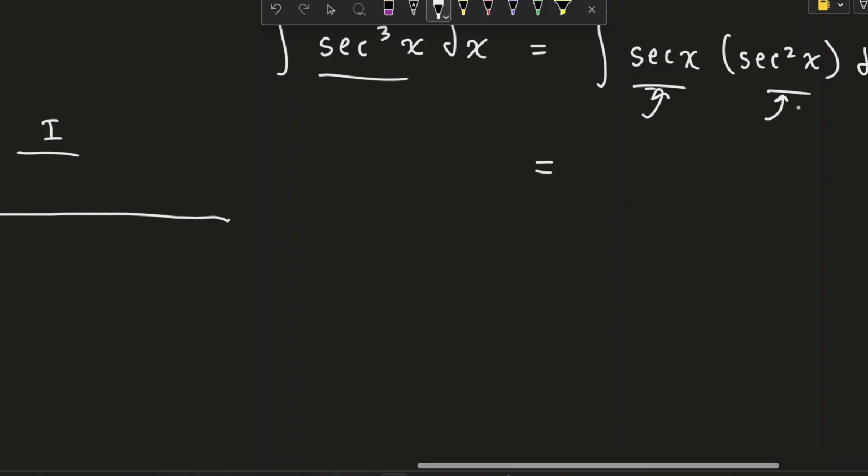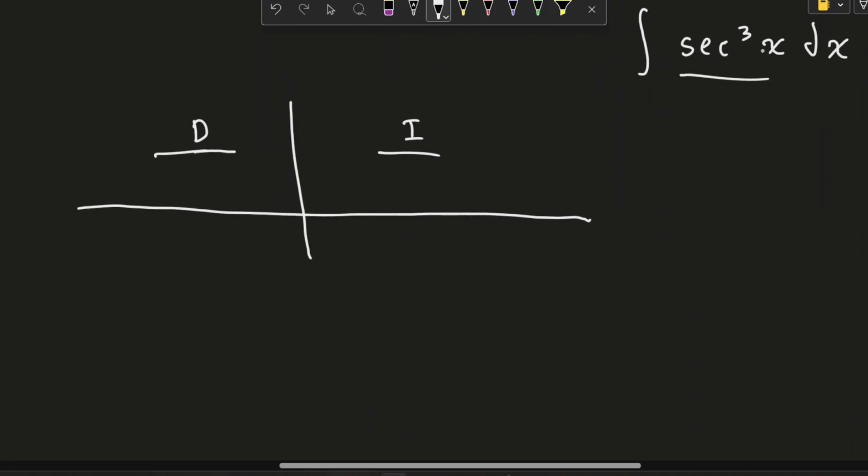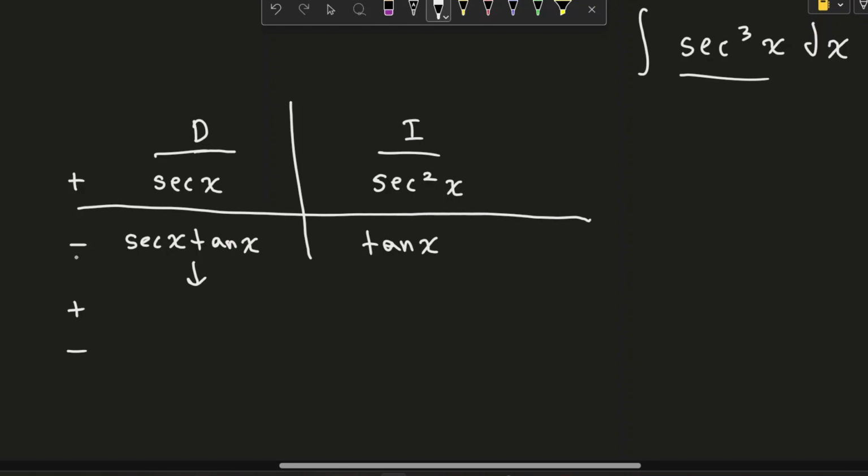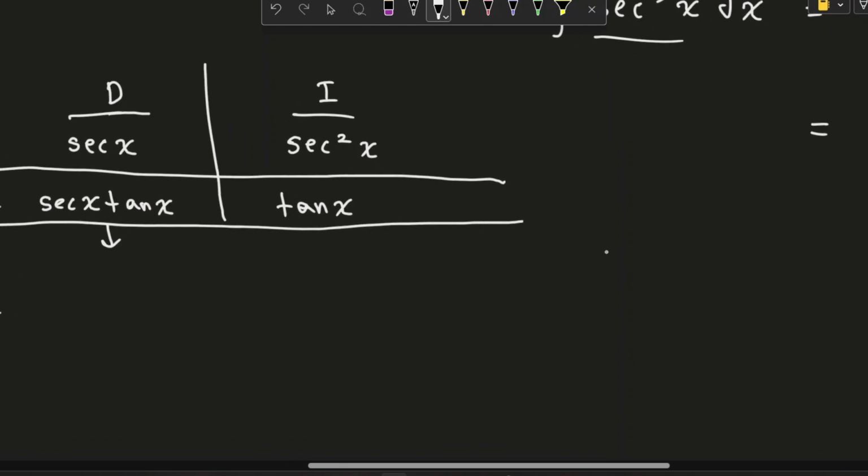But now integrating sec square x, is it possible to integrate? Yes. Is it easier to integrate this? Yes. So you will integrate the sec square x and differentiate the sec x function and add the plus and minuses as usual. So differentiating sec x will give us sec x and tan x, and integrating that will give us tan x. Now we cannot differentiate this much further, so we can stop right here.